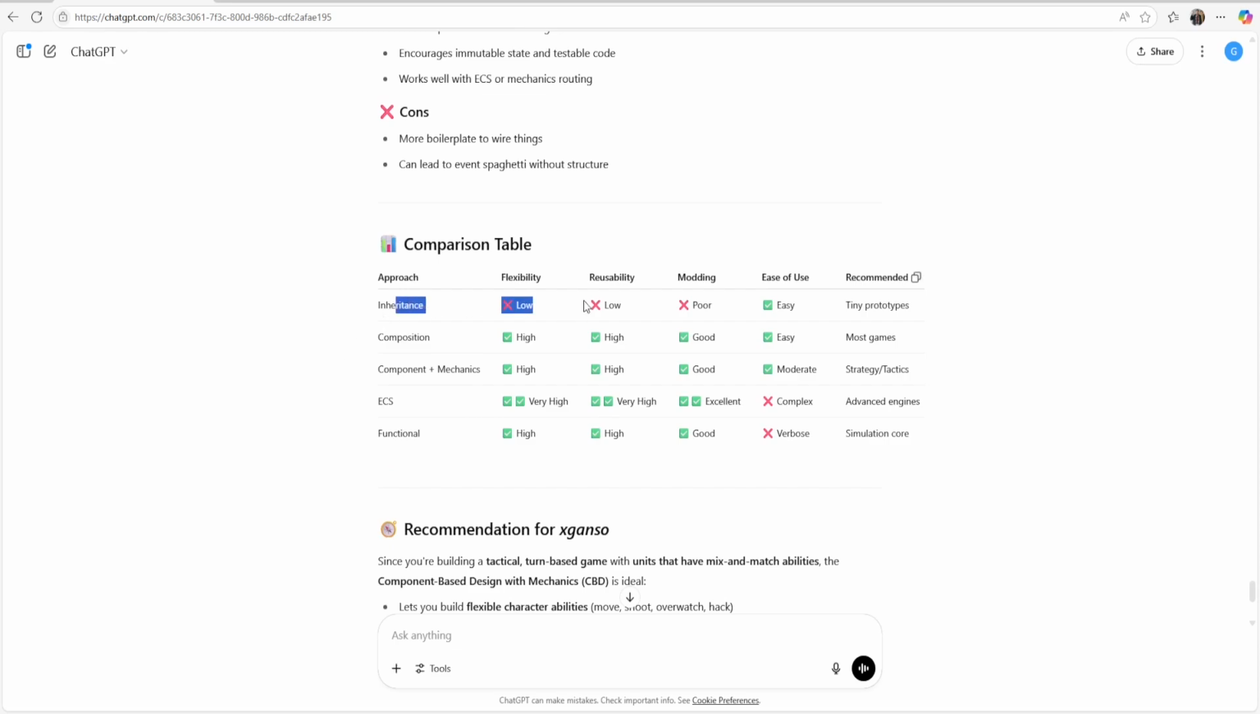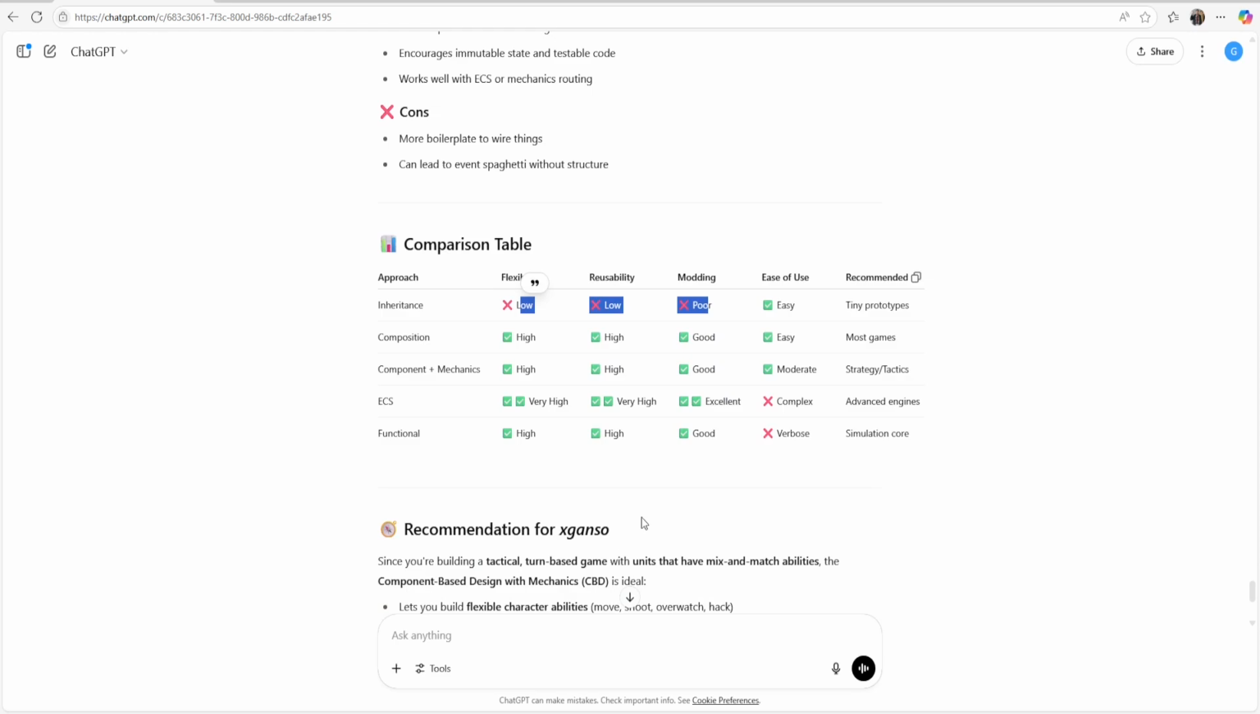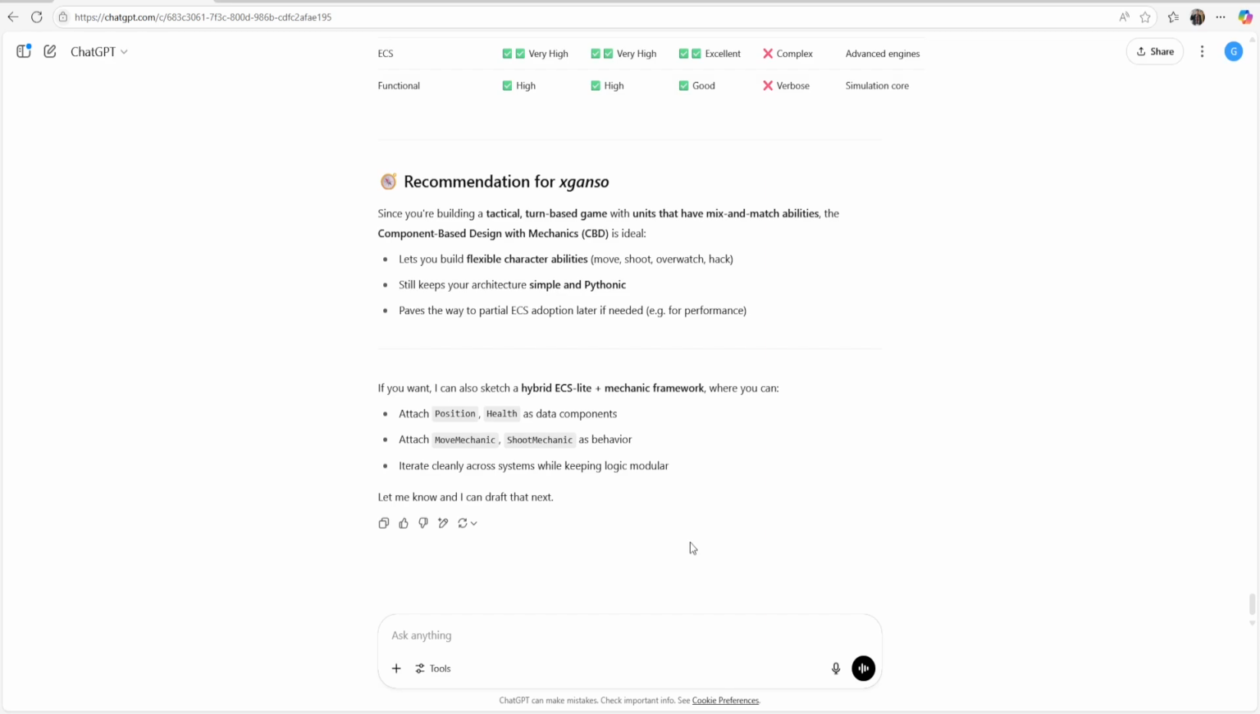Inheritance, so out. Composition is good. Component plus mechanics is good. I think they are very similar though. ECS is good, but it's a little bit more complex as I remember. And functional, I think functional is similar to ECS. It's proposing a component-based design with mechanics, which keeps the architecture simple and Pythonic. That's also very important, to use something that benefits from the language that you're using. Let's try to ask if there are any others that it can think about.